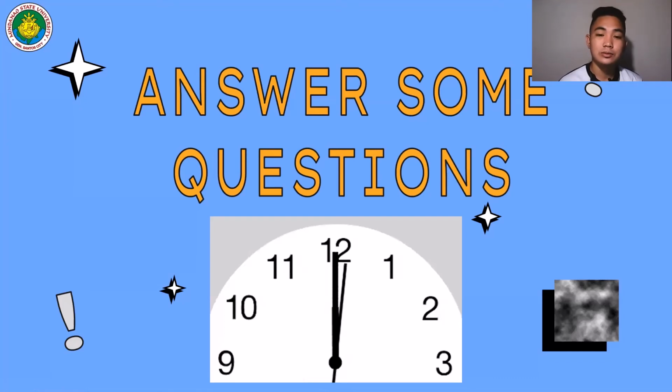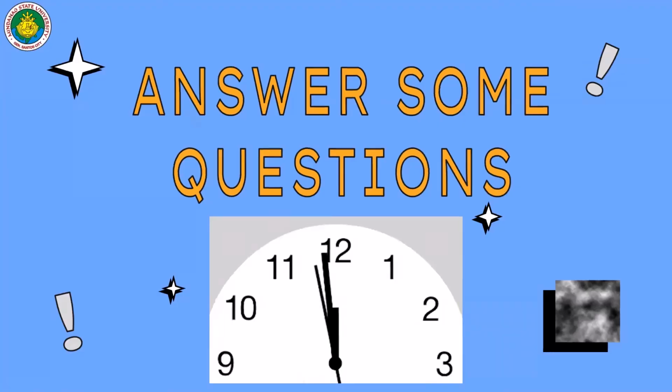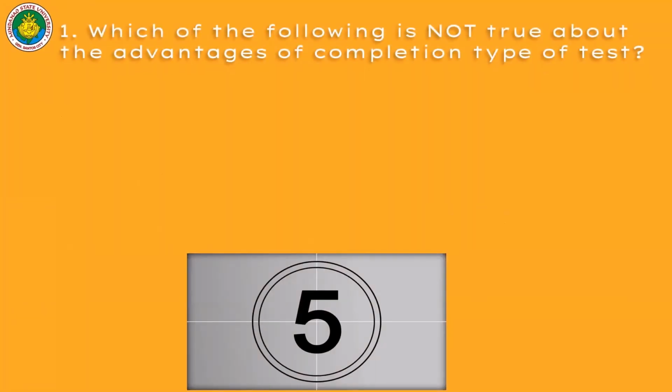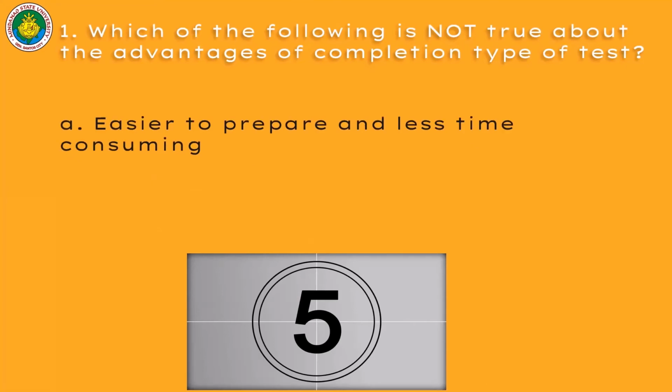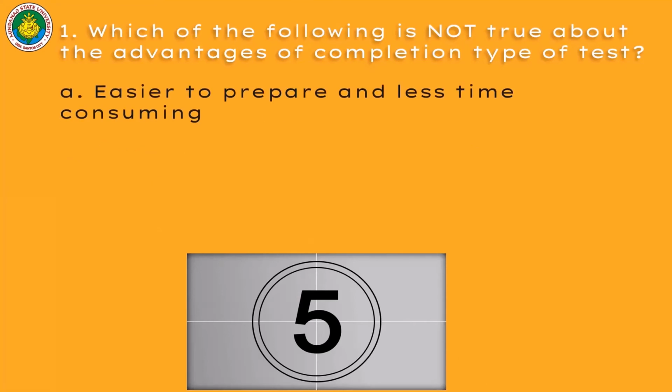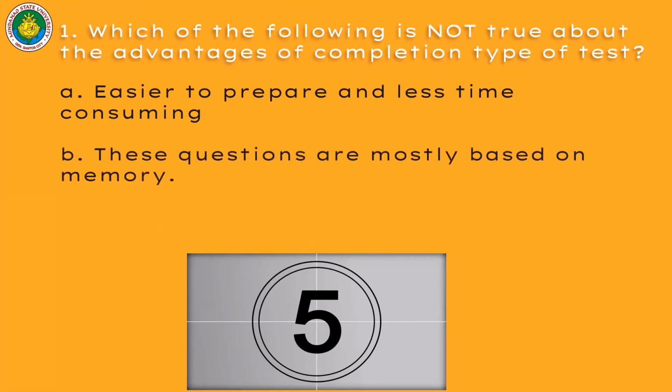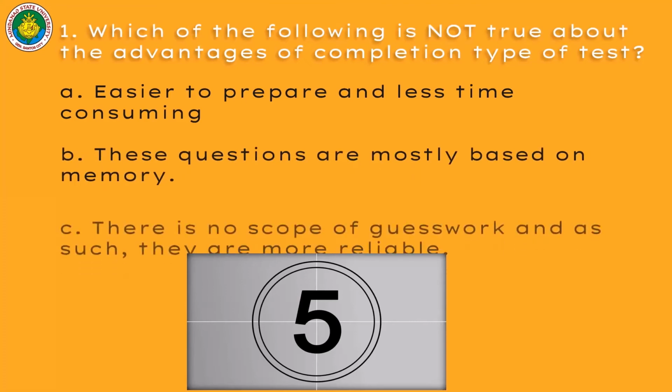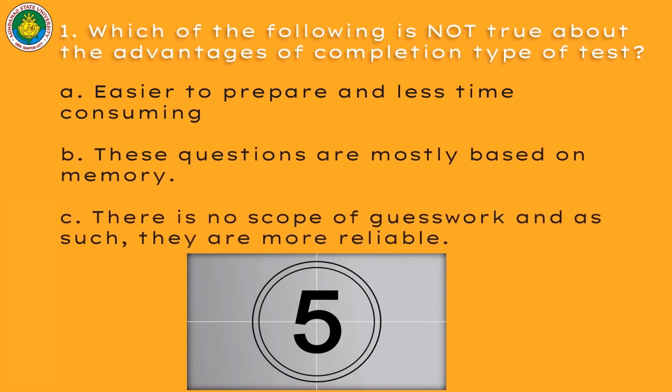Hi everyone, so let's have a little review from our discussion. So we will answer some questions and you only have 5 seconds to answer. Are you ready? All right. So the first question is, which of the following is not true about the advantages of completion type of test? Letter A, it is easier to prepare and less time consuming. Letter B, these questions are mostly based on memory. And letter C, there is no scope of guesswork and as such, they are more reliable. The 5 seconds starts now.